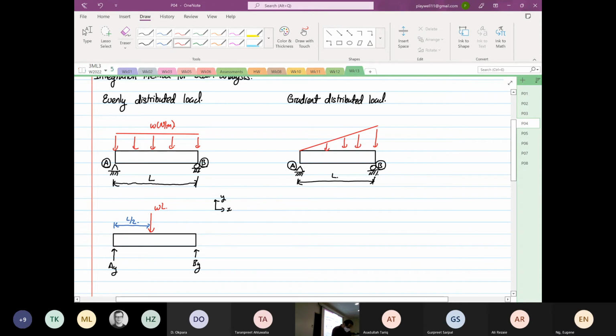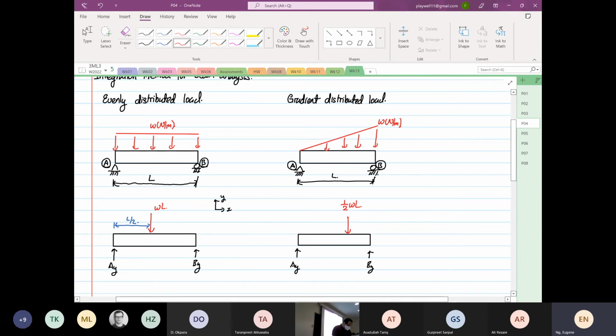And at this point is omega Newton per meter. So when we draw our free body diagram to determine what is point A and point B, we know that our equivalent load, you guys know this already, our equivalent load over here is half height times base, right?